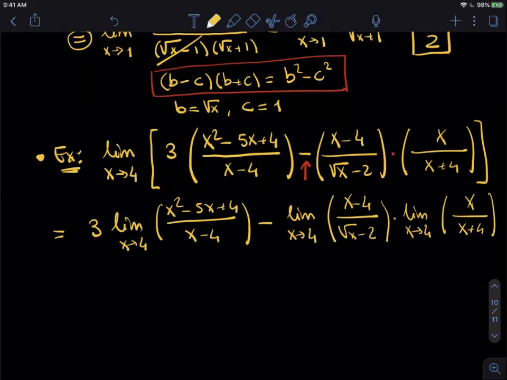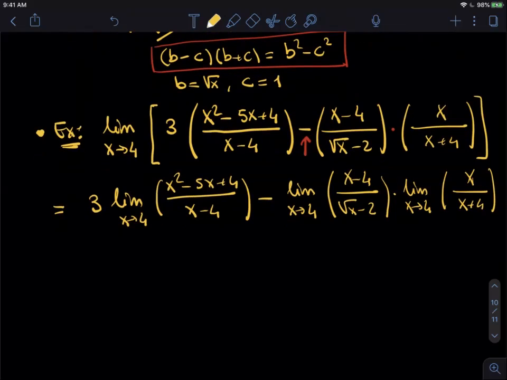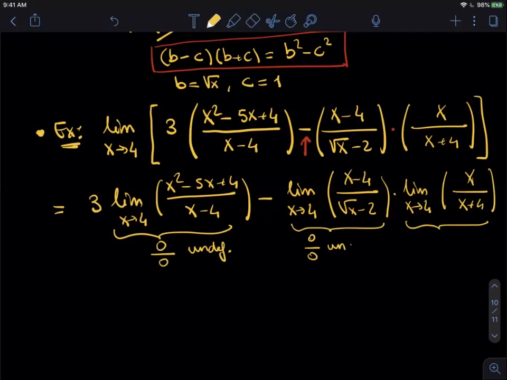And now we have here 3 limits that we need to compute. But here notice that the first one, when we plug in x equals 4, gives 0 divided by 0, okay? So it's undefined. And then here we have 2 more limits. The first limit is problematic because it's 0 divided by 0. The last limit is not problematic because it's 4 divided by 8, so it gives 1/2.